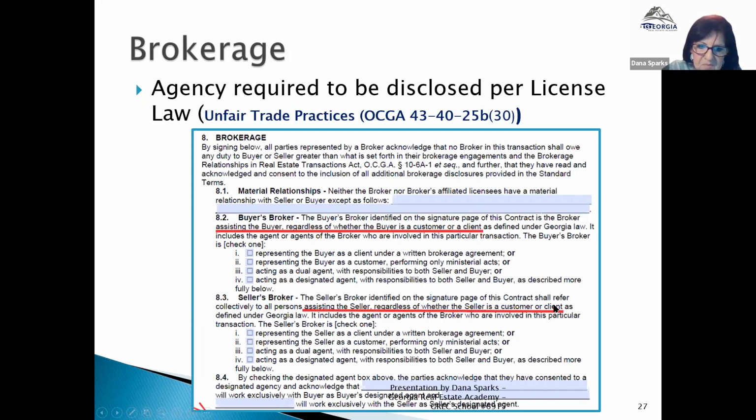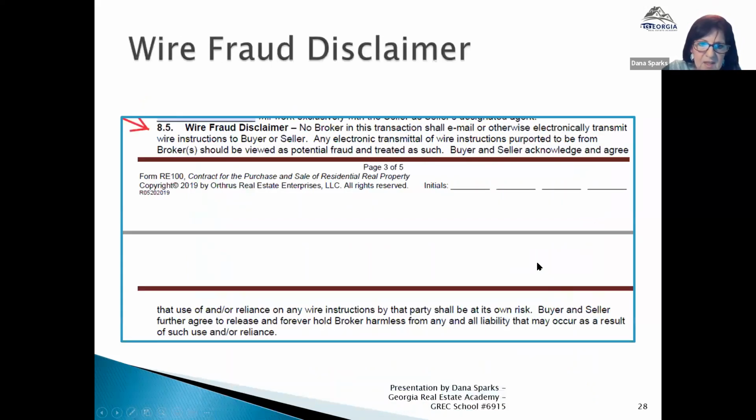All right, wire fraud disclaimer. Our industry is fraught with wire fraud. Basically, there are disclaimers in the contracts, and in essence, you just want to make sure your public, it's mostly for buyers because they're emailing, they're wiring typically earnest money and cash for down payment.